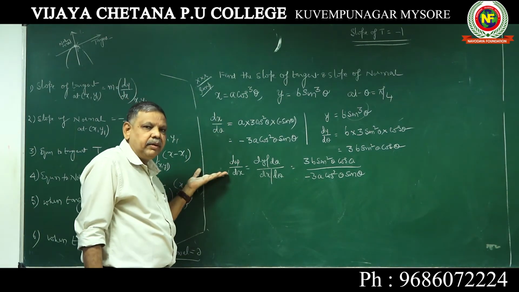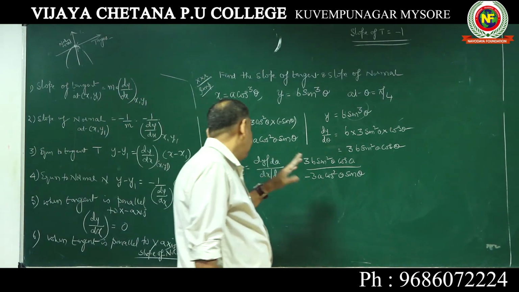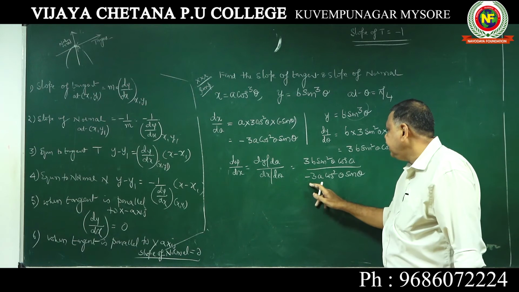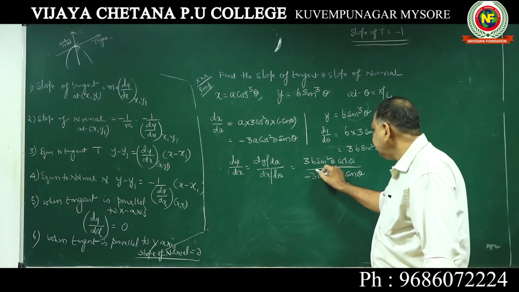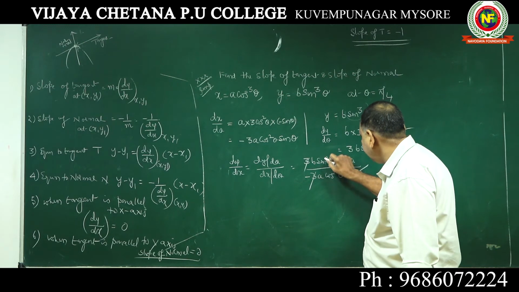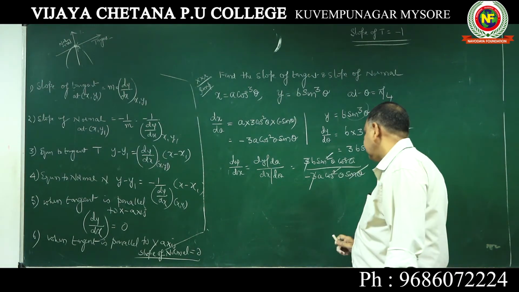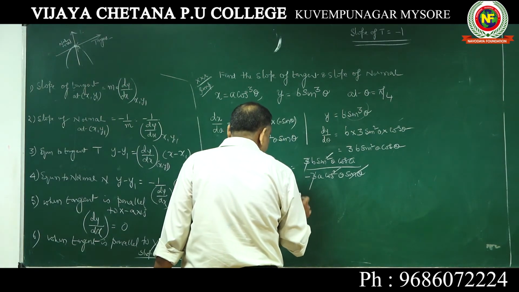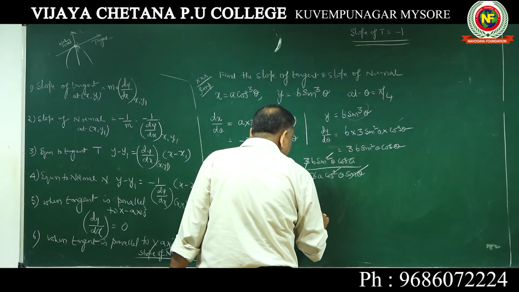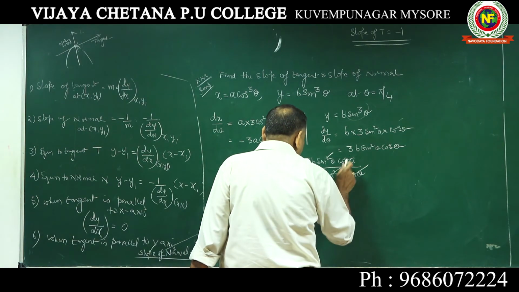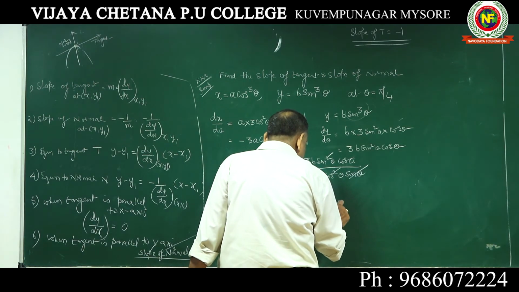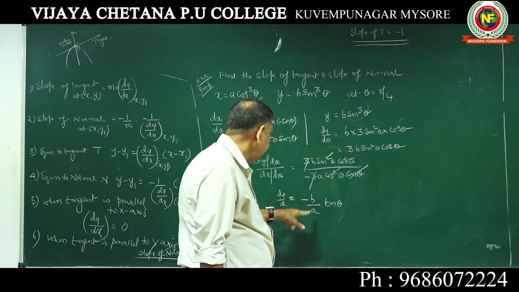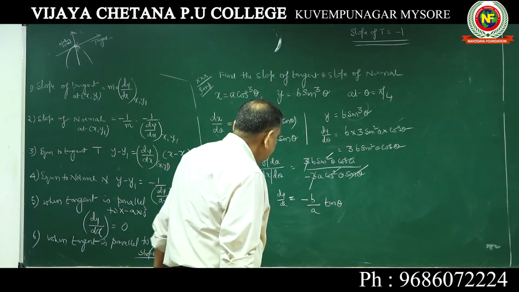Differentiation of the parametric function: dy by d theta divided by dx by d theta is 3b sin square theta cos theta by minus 3a cos square theta cancelling 3, one sin theta and one cos theta. That is dy by dx is minus b by a, sin theta by cos theta, minus b by a tan theta.